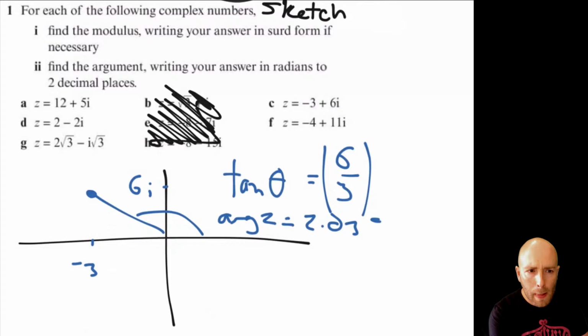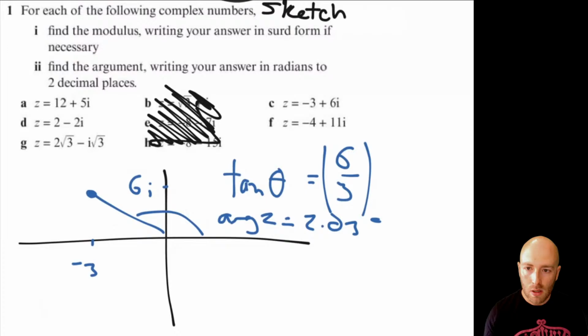Just checking this one. George, why are you adding pi by 2 on? Remember, the angle you found is the angle between the x-axis and your vector. So yeah, this one should be 2.03. And if you check that, is 2.03 between pi by 2 and pi? Remember, pi is 3.1, pi by 2 is about 1.5. So yeah, 2.03 does make sense for where it is.